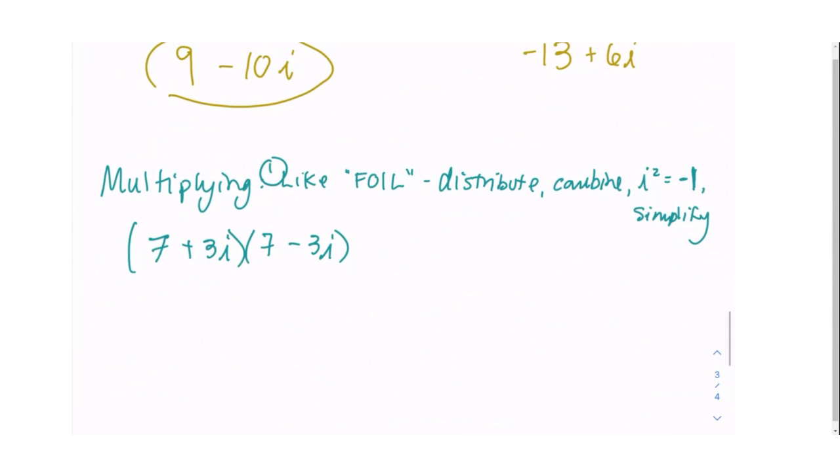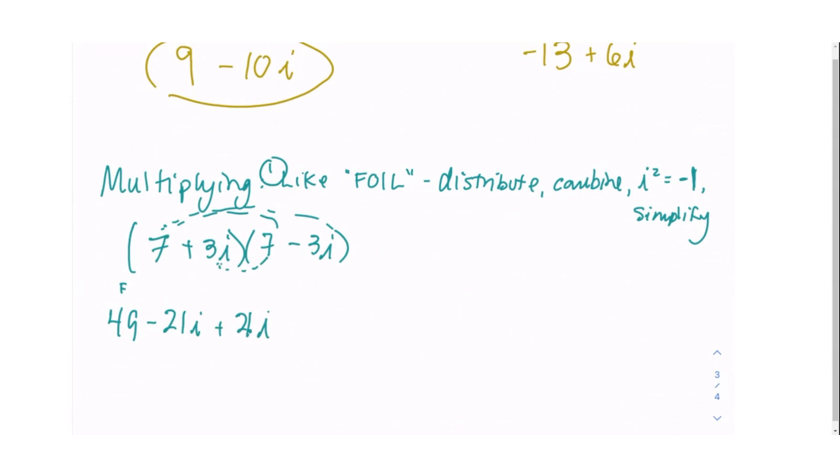So first, outside, inside, last. The first one, 7 multiplied by 7 is 49. Outside, 7 multiplied by negative 3i is negative 21i. And then 3i, that's the inside, multiplied by 7 is plus 21i.